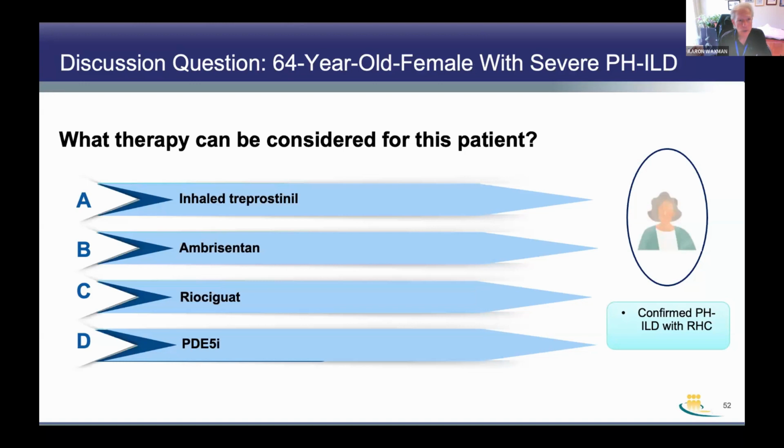So getting back to our 64-year-old woman with severe PH-ILD, what therapy would we consider for this patient who has confirmed pulmonary hypertension with interstitial lung disease, confirmed by right heart cath? I think the one thing on that list that we would consider is inhaled treprostinil.